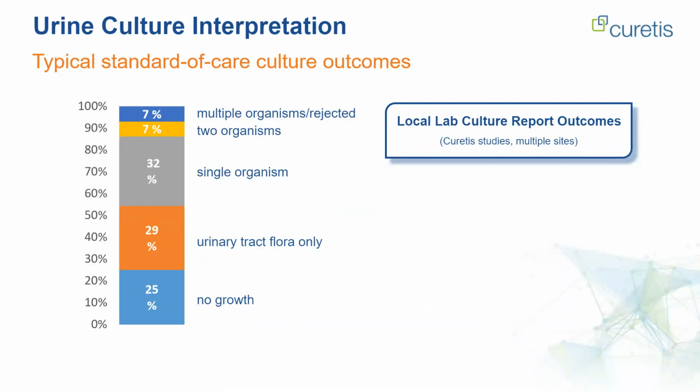From our own studies, we observed the following distribution of standard of care culture reporting outcomes. For about 1 quarter, no growth is reported. For another quarter, there is only urinary tract flora reported. For about 1/3, one single organism or one single predominant organism is reported. Only for less than 10%, 2 organisms are reported. And also for less than 10%, there are 3 or more, leading to a sample rejection.